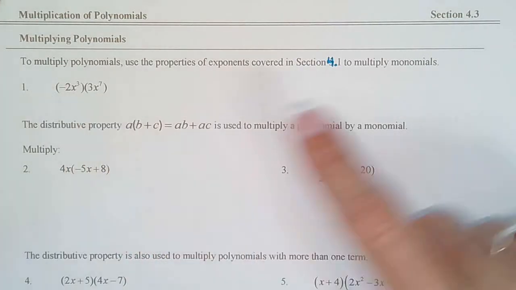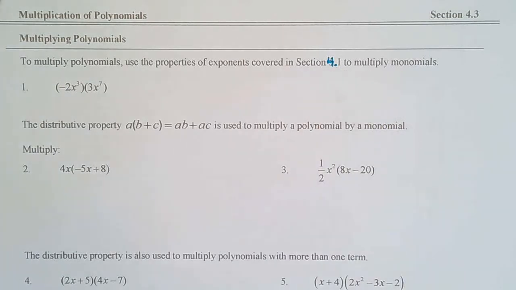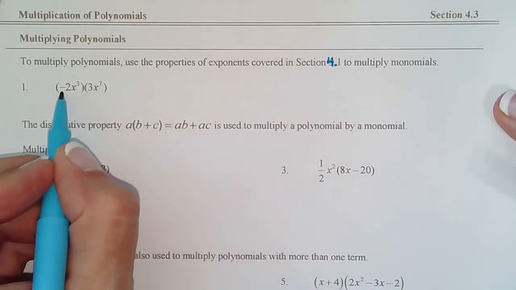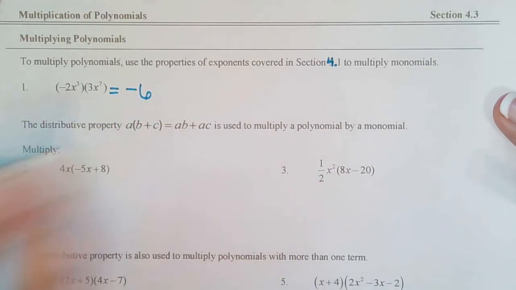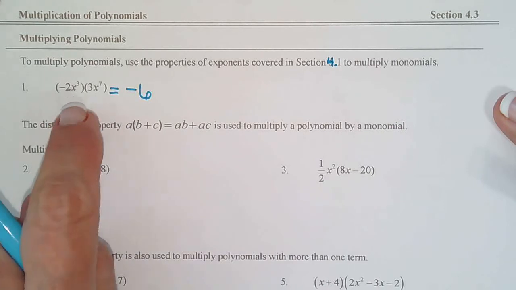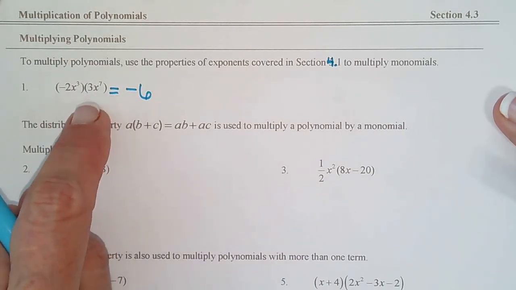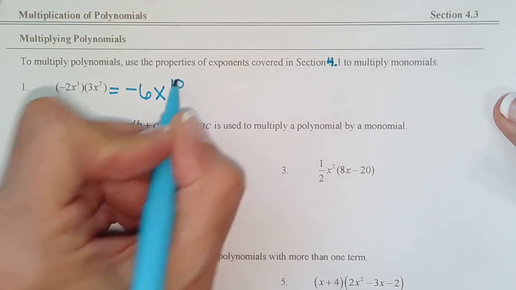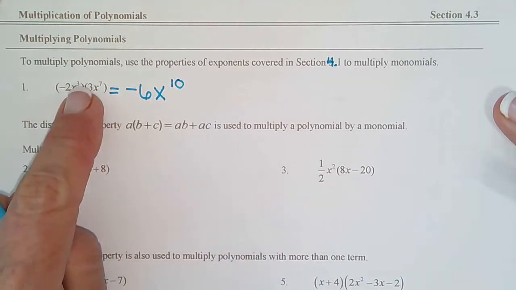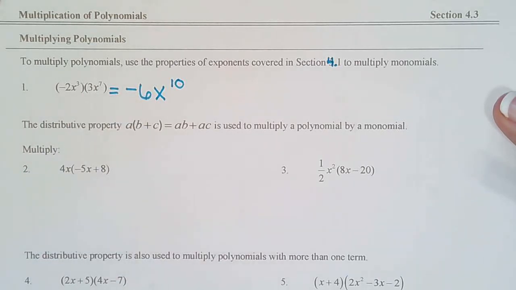So to multiply polynomials, we learned in section 4.1, you multiply the coefficients. Just like normal, -2 times 3 is -6, but we don't multiply exponents. In multiplication, we learned you add exponents. So -6 and then 3 plus 7, 10. So that is how we multiply polynomials, and we're going to need to use that skill over and over and over again on all the problems from this section.